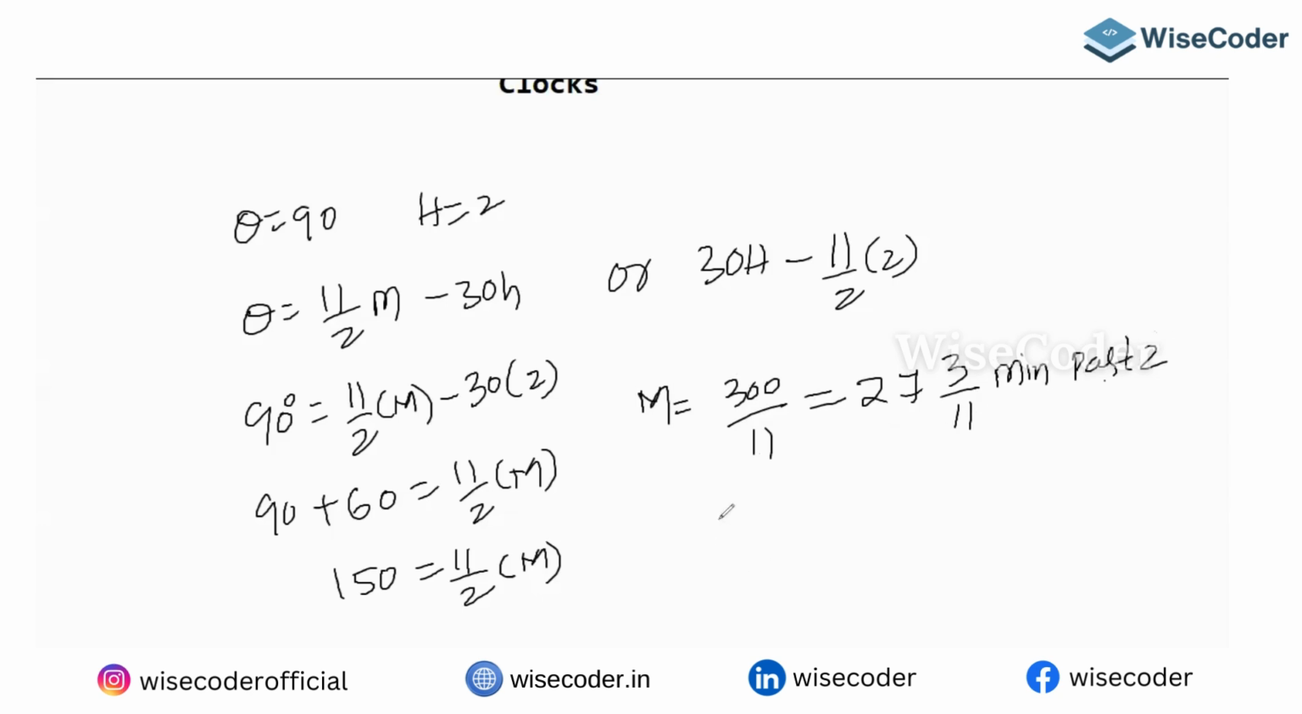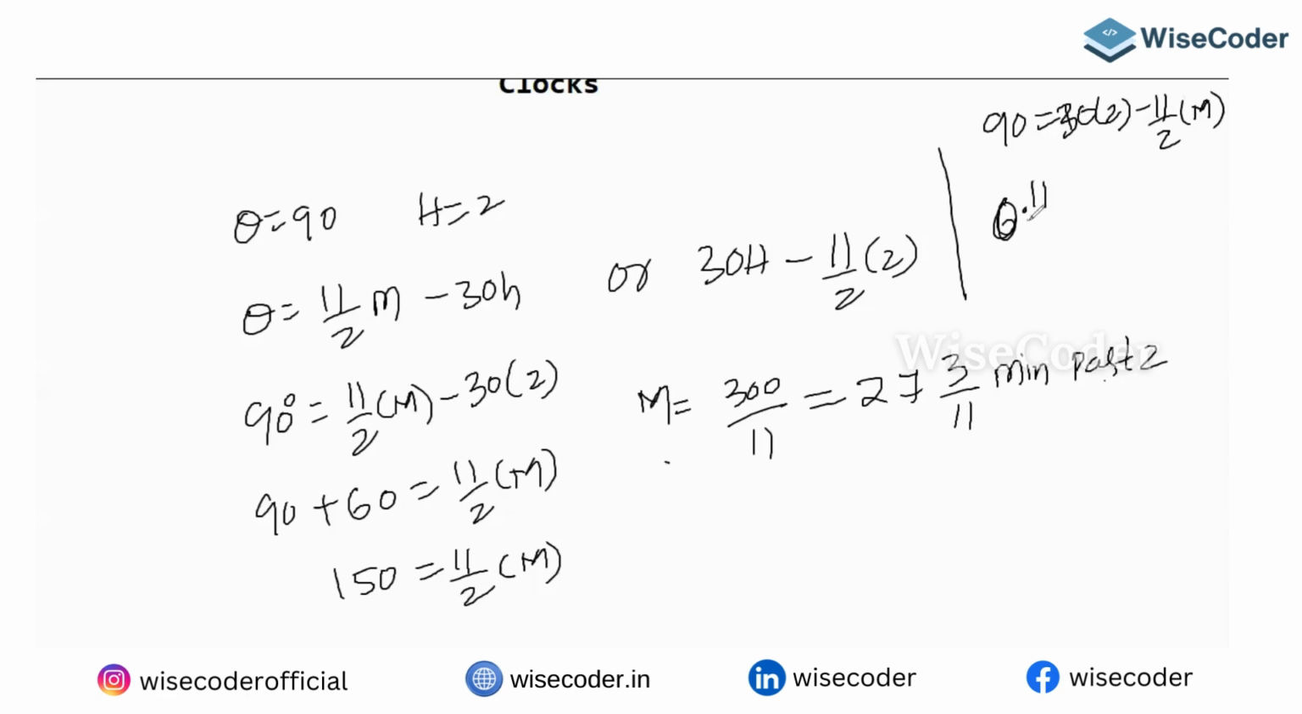Or you can substitute here also. Let me do it here. So 90 is equal to 30 into 2 minus 11 by 2 m. Guys, that will come 60. Sorry, this is 60. 60 will come this side. So then it will give you what? Whatever may be.